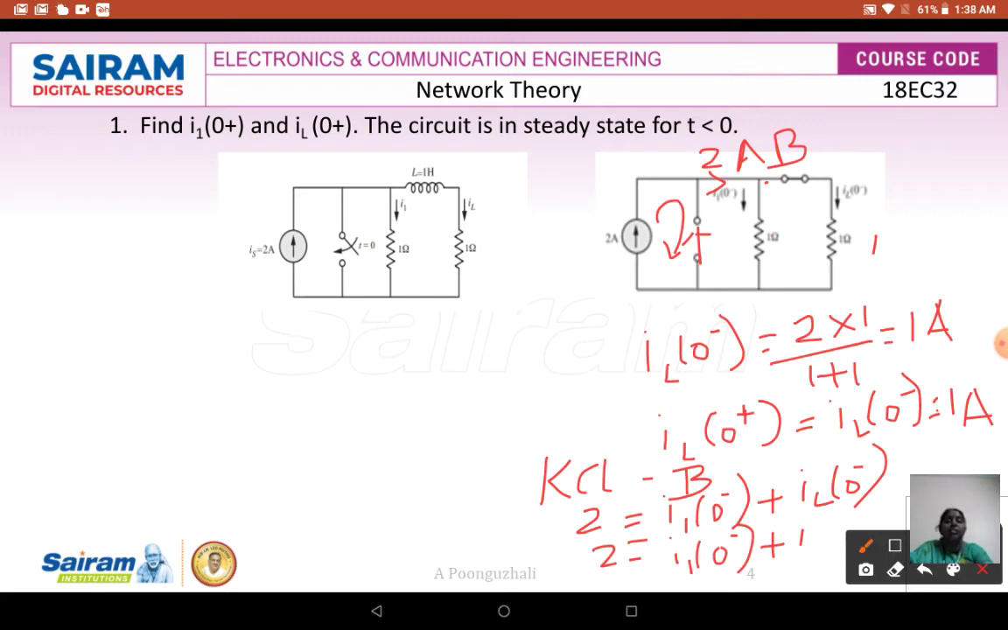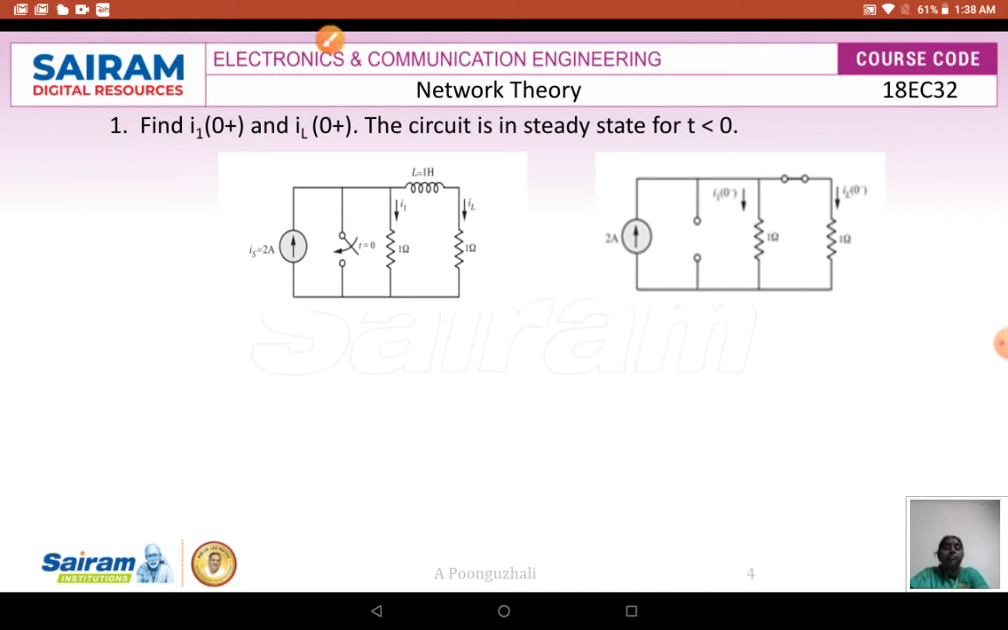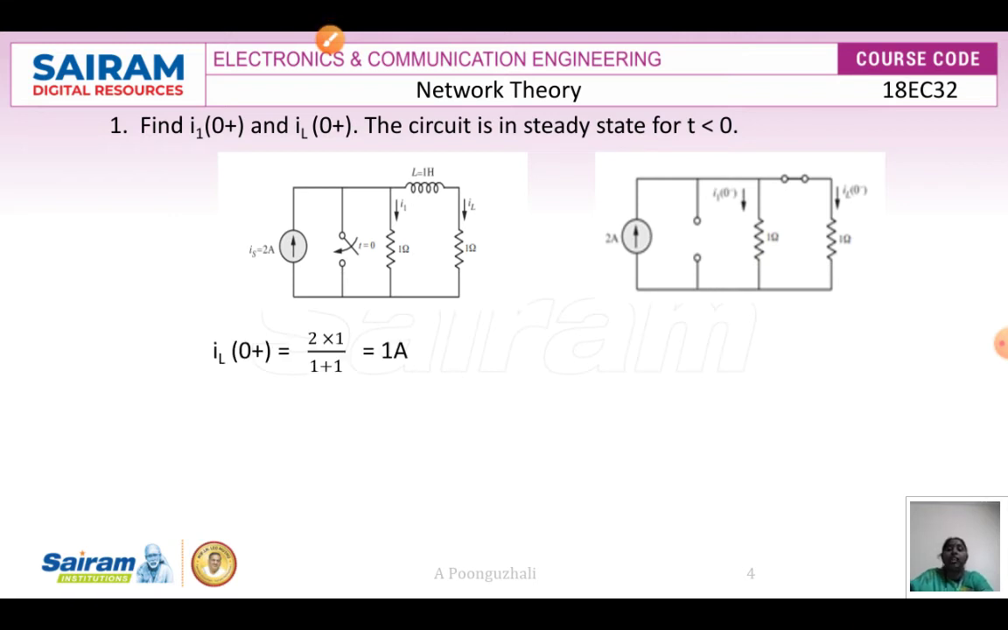See here, when the switch is closed, this is going to have a short circuit path, a low resistance path compared to this path. As a result, all the current will flow through this path and no current will flow through this I1 of 0 plus. So I1 of 0 plus is going to be 0 there. Here, IL of 0 plus by the current divider rule is 2 into 1 divided by 1 plus 1, that is 1 amperes there.